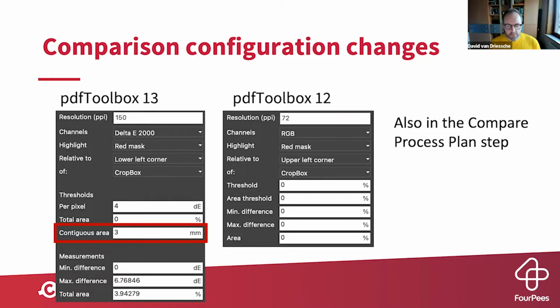But if you pay attention, you will see that you have 5 options on the right-hand side and 6 on the left-hand side. The new one is this contiguous area option that is highlighted on the left. What this does is, while doing comparison in pdfToolbox, it will only flag something as a difference if it is larger than the area value that you have there, in this example 3 millimeter. So in order for something to be a change, there needs to be a contiguous area in the file that violates the other parameters that you have there, in this case a delta E difference of 4.